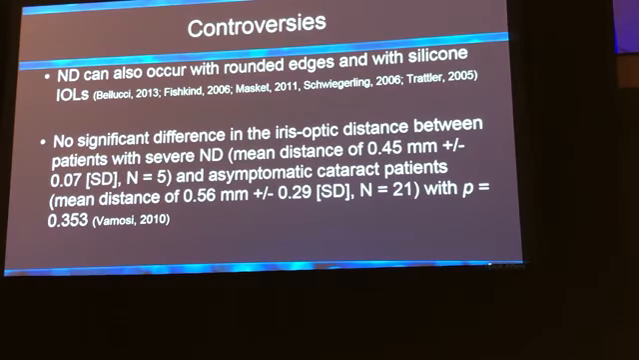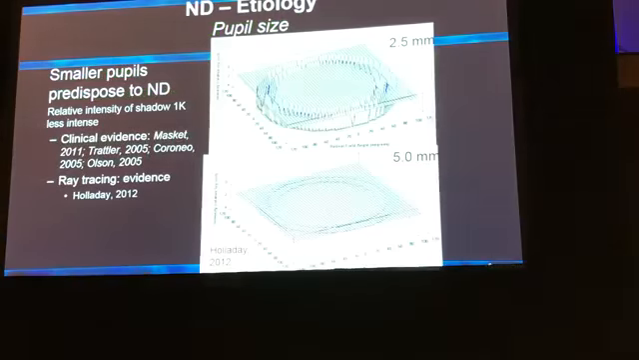So the problem is there's lots of controversy around each of these etiologies. So I just told you about a sharp edge acrylic lens, but there are plenty of reports that say, no, actually we see it in rounded edge lenses, we see it in silicone, we see it in PMMA, so we see it in all different types of lenses, and they even measured the distance between the iris and the IOL, and there seems to be no difference.